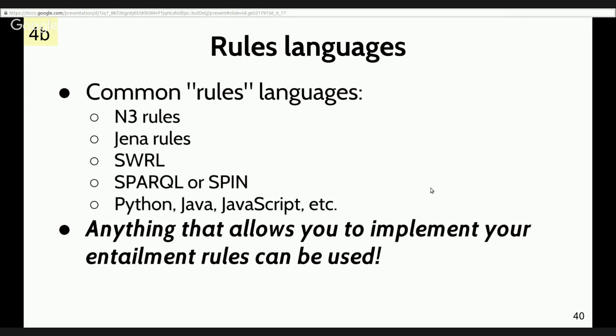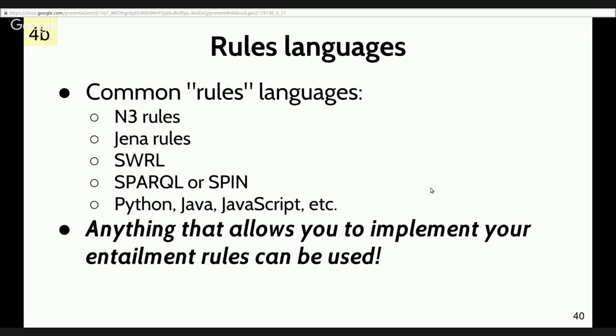Okay, and this raises the question then of, all right, how do you describe those rules? How do you write those rules? What kind of language do you use to write them in? Well, there are a few common rules languages around, such as in the RDF world, such as N3 or General Rules or Swirl. Another thing that you can use as a rules language is the SPARQL query language, or Spin also, as rules languages in a sense.